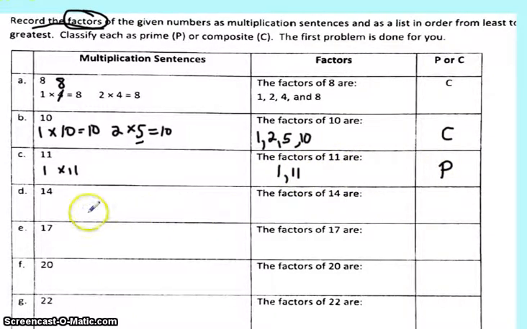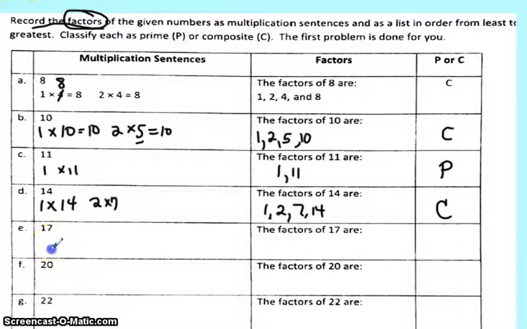All right, I'm going to run down the list here and quickly fill in the answers so we're not spending all night on each question. The factor pairs for 14 are 1 times 14. We also have 2 times 7. And that's it. So the factors of 14 are 1, 2, 7, and 14. Has more than 2 factors, so it is composite.